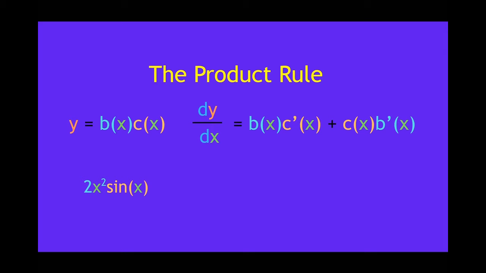So an example of this would be 2x squared times the sine of x.